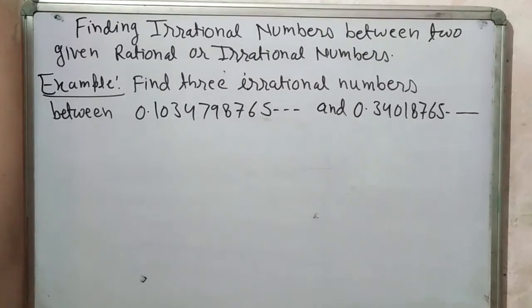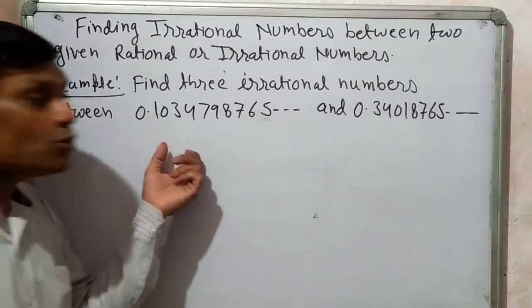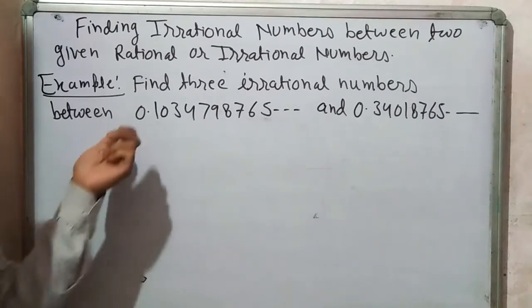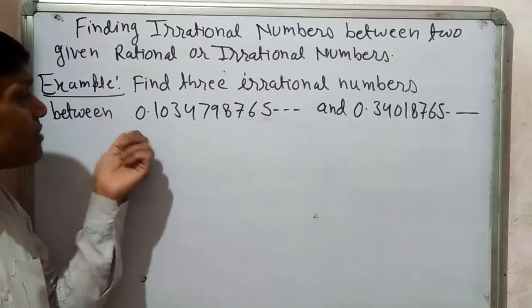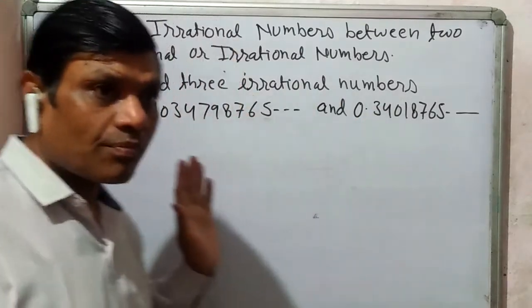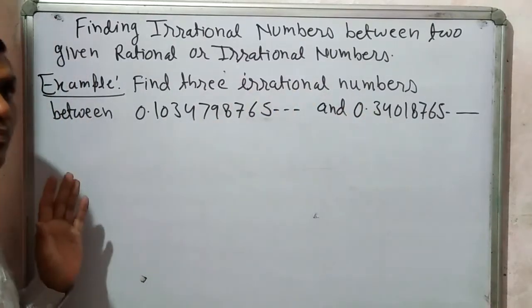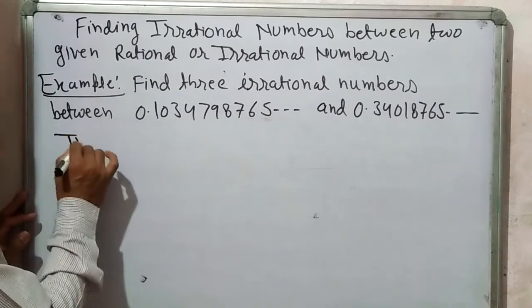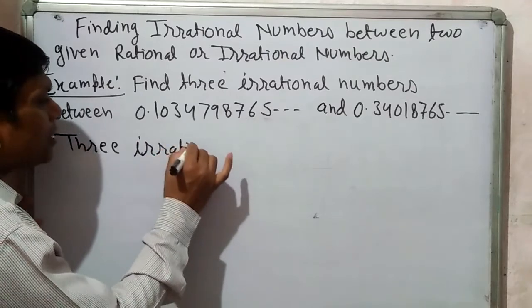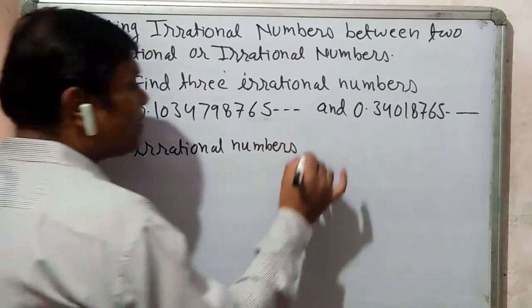Now, if we are asked a question, find three irrational numbers between these two irrational numbers, right? What we'll observe is that after the decimal, the first number has 0.10 and the second has 0.34. That means 0.10 is smaller, 0.34 is greater. We can write three more irrational numbers directly between them.